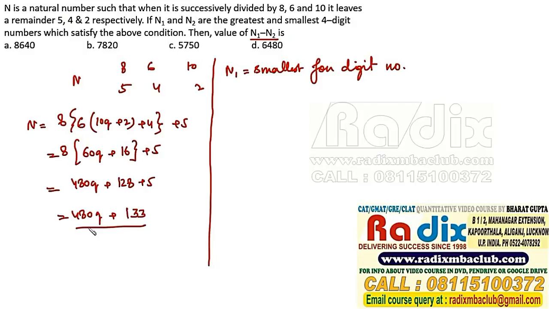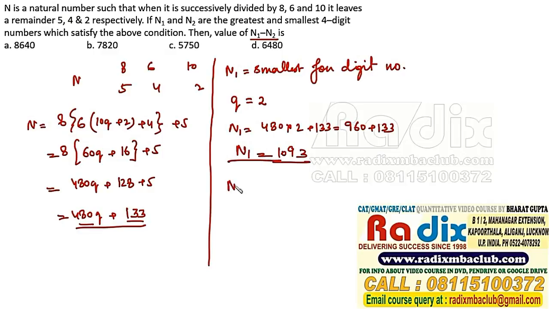So we can clearly observe that if we put q as 1, it would be 480 plus 133, which would be a 3-digit number. If we put q as 2, this would be 960 plus 133, and it will become a 4-digit number. It means n1 we get when we put q as 2. So n1 would be 480 into 2 plus 133, or 960 plus 133. This is 1093. This is our n1.